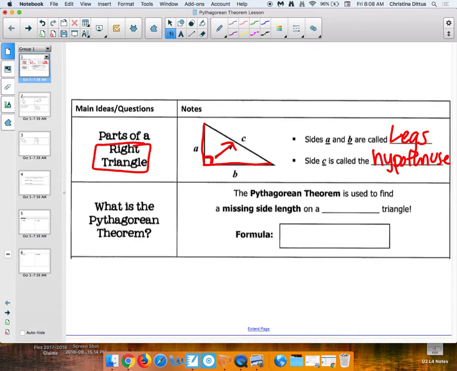Wait, why can't it be something simple like an arm? I don't know. I mean, legs and hypotenuse. Another word I'm not going to be able to say. Yes. Okay.